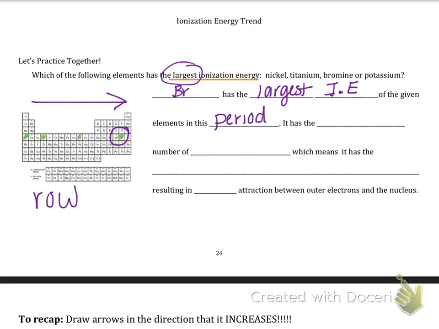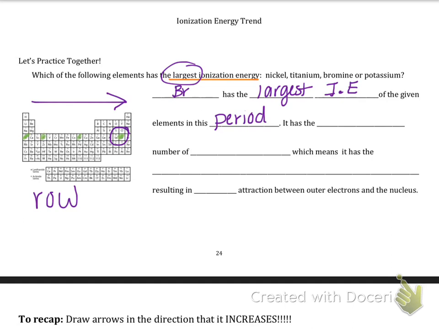Now think about what this statement means. This means that bromine is very difficult to break up. They're in a very loving relationship. That's why they have the largest ionization energy. It's very difficult to home wreck this couple. These protons and electrons love each other very much. So we're going to explain that in the next following sentence.